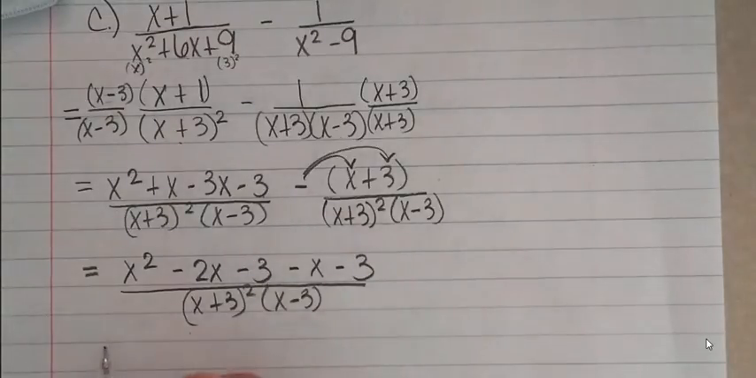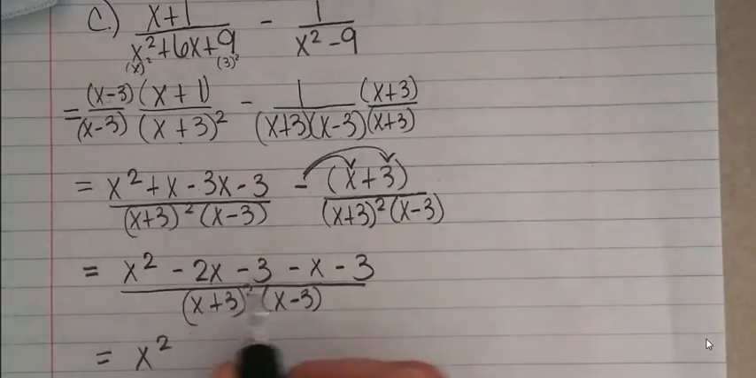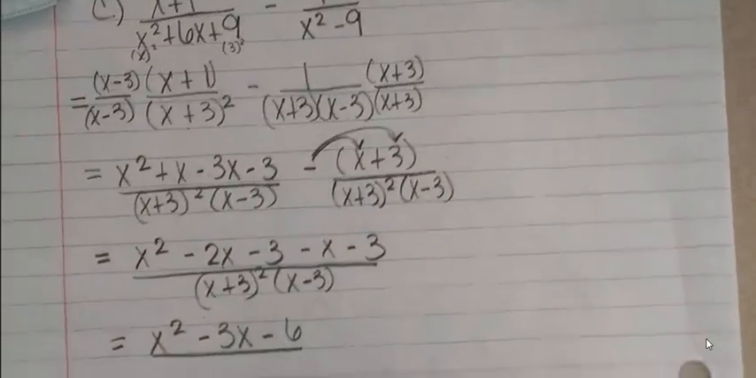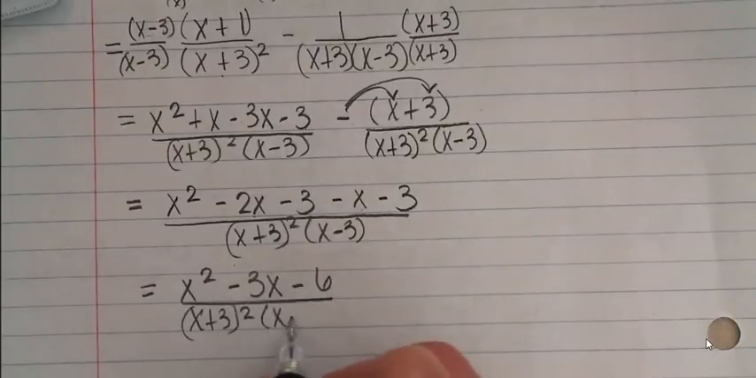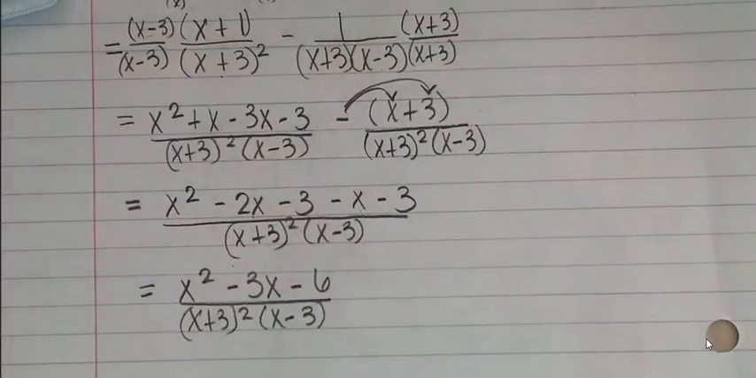Okay, simplifying that a little bit more. I'm going to have an x squared, minus 3x, and then minus 6, all over (x plus 3) squared times (x minus 3). And I think that's as far as we can go.